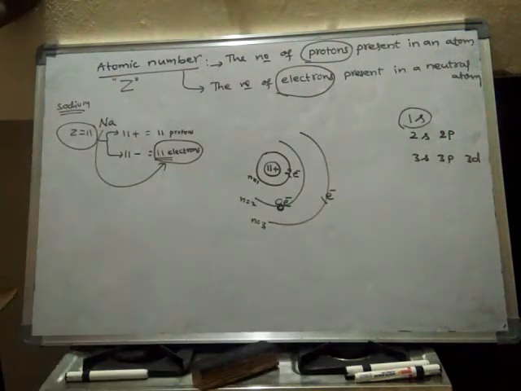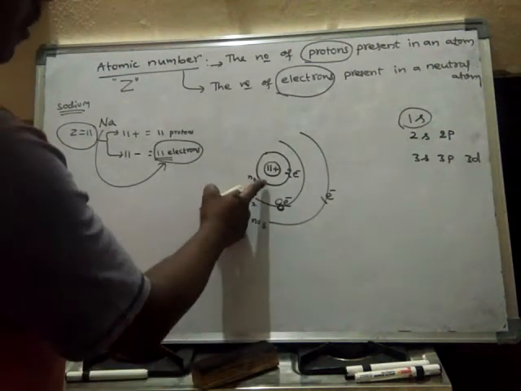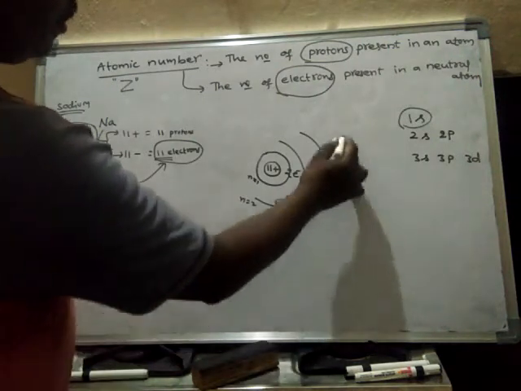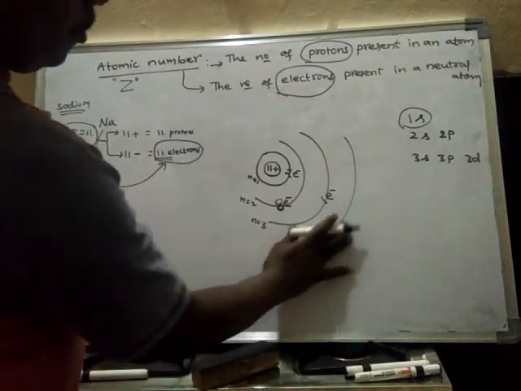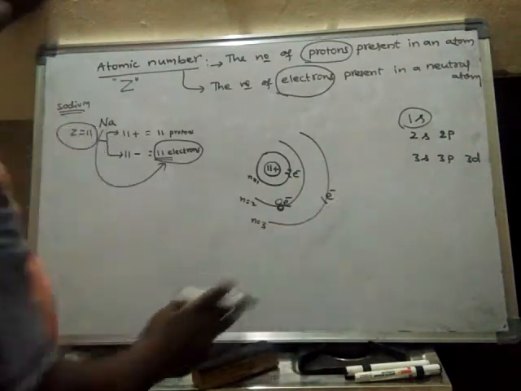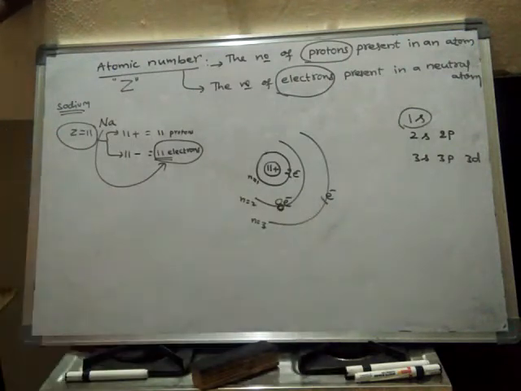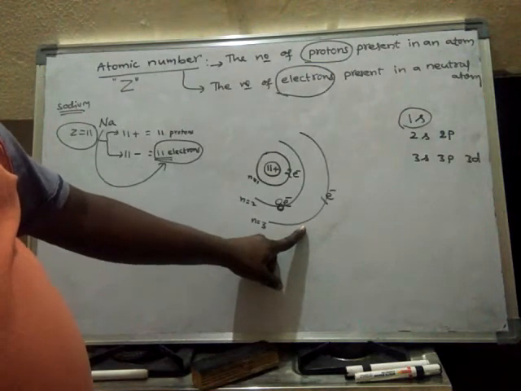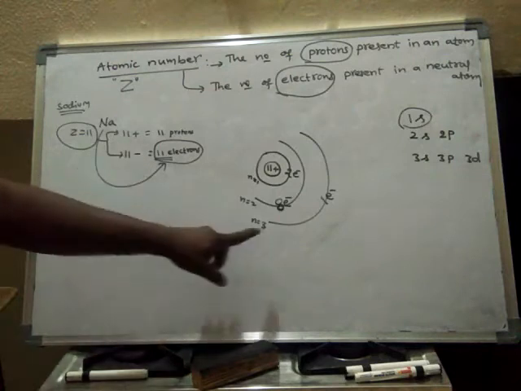So which orbit is the outermost orbit? 1, 2, 3. This is the outermost orbit. Beyond this there is no other orbit, because there are no electrons beyond it. Up to here only electrons are distributed. Hence this is said to be the last orbit of sodium. It is the third orbit.